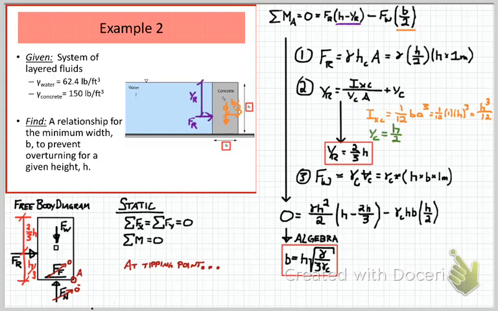This is a relationship for width as a function of the height of water you hope to hold back, and also a function of the fluid properties and the concrete properties. If you use the typical values that are given to you of 62.4 pounds per cubic foot for water and concrete at 150 pounds per cubic foot, you come up with a generalizable relationship that suggests the width, b, needs to be about 37% of the height to prevent overturning. In a typical design problem you'd put a factor of safety on that to make sure that you were not just at the tipping point but well before that tipping point in your design.